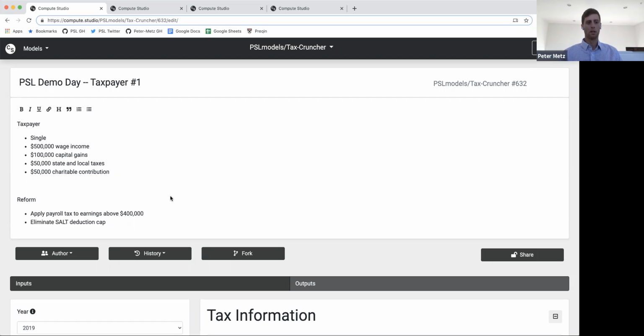The reform is going to be actually two elements of President-elect Biden's plan. The first aspect is going to be applying payroll tax to earnings above $400,000. And then the second provision is going to be eliminating the SALT deduction cap. As you might be able to see here, the first provision is going to increase taxes for high earners, but the second provision might actually decrease taxes for high earners. And so we're going to see how those two provisions interact with each other with our example taxpayer.